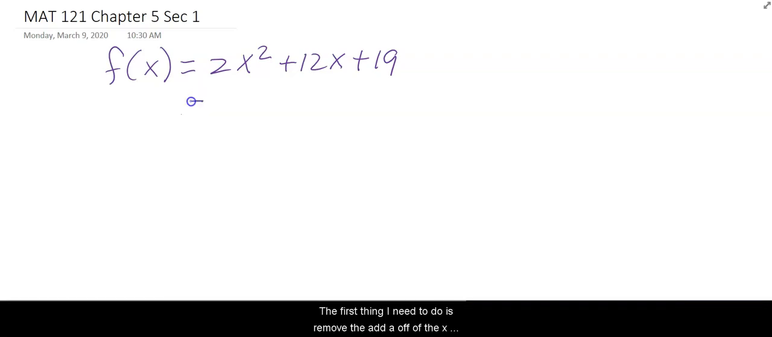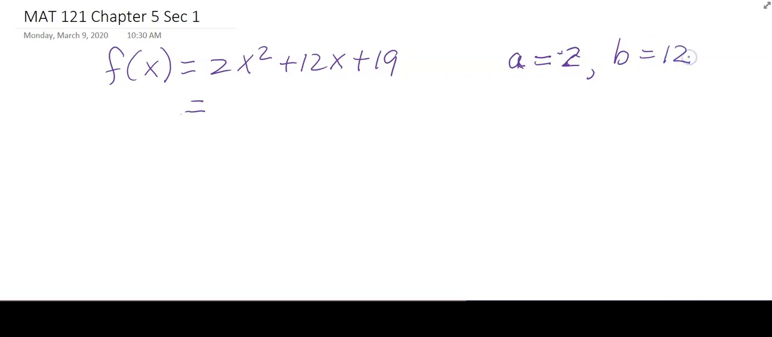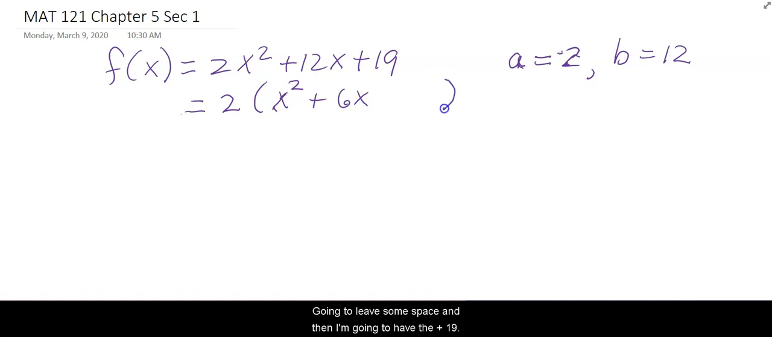So first thing I need to do is remove the a off of the x squared and the x term. So my a is 2, and my b is 12. I'm going to remove the a off the first two terms by factoring it out. And that will leave me with x squared plus 6x. I'm going to leave some space and then I'm going to have the plus 19.